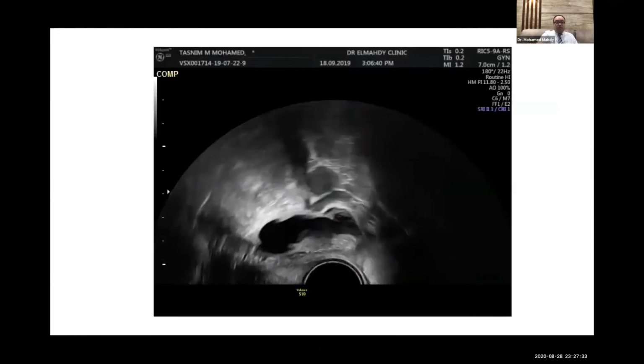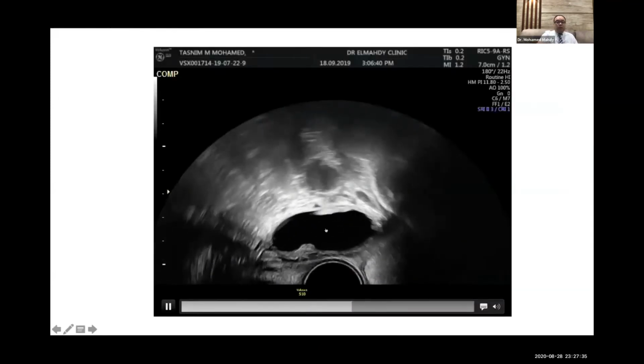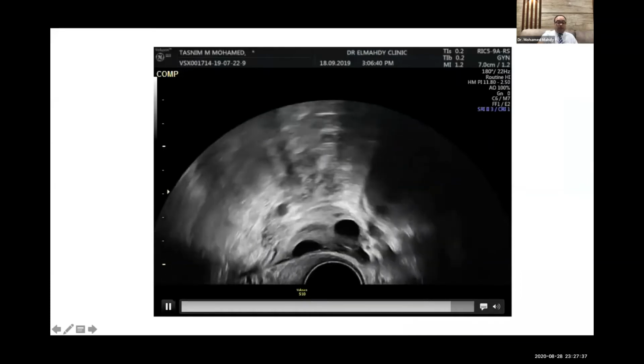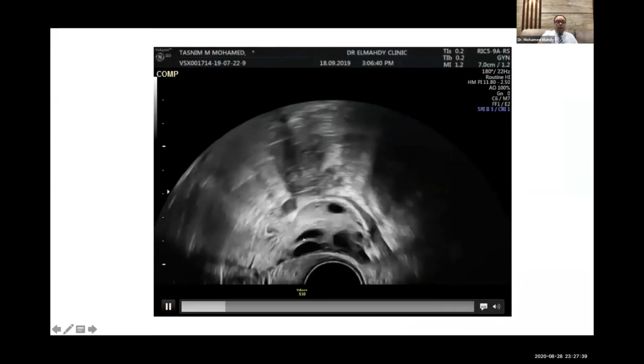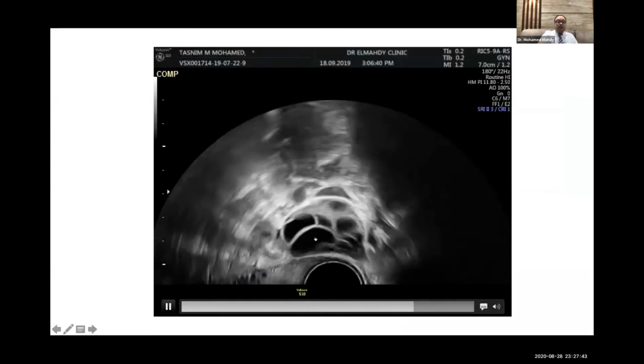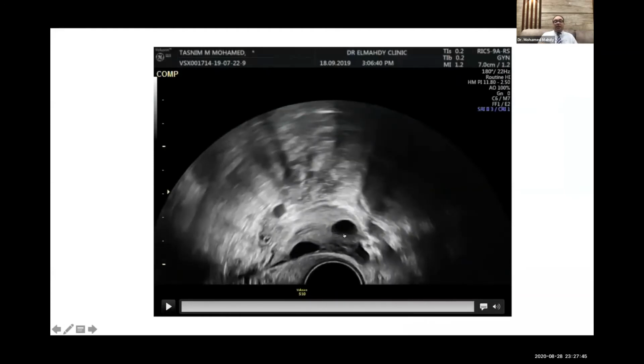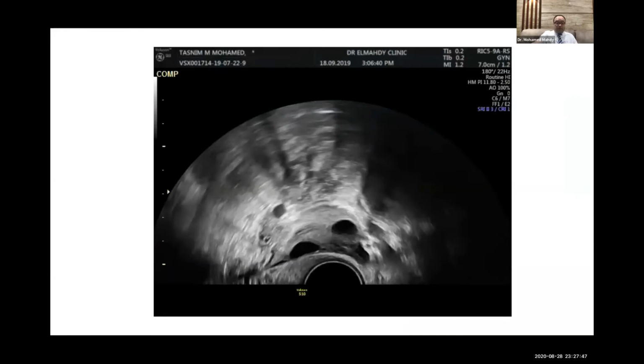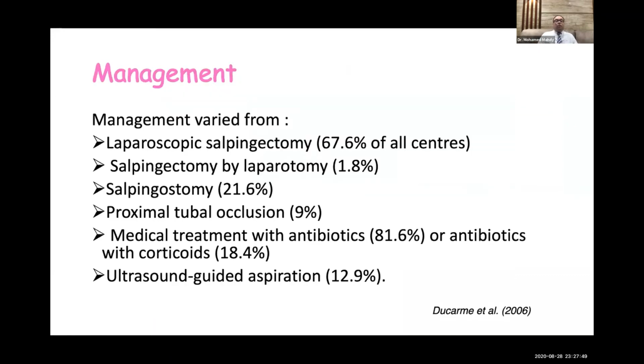So this is the ovary and this is the fallopian tube showing hydrosalpinx. You suspect it when you do follicular scanning and you find a sausage-shaped structure beside the ovary, so the diagnosis is hydrosalpinx. So you diagnose hydrosalpinx and you are preparing a case for IVF. So what is your management?